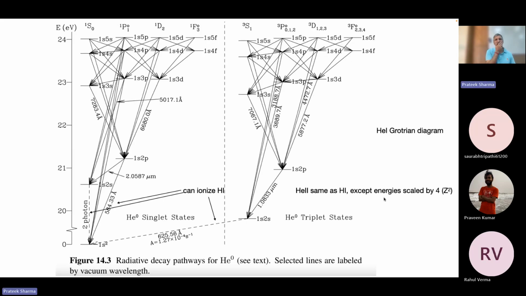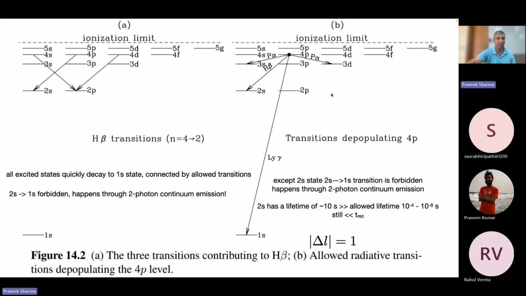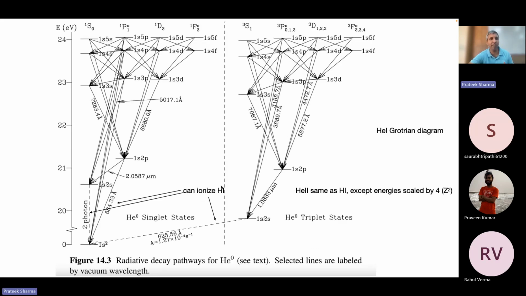Now this is neutral helium. It's the same diagram that was done here. The hydrogen diagram everyone knows, and this is the same diagram for helium. Helium has 2 electrons, and this is for neutral helium, so it has 2 sets of energy levels. One is the triplet state, where your 2 electron spins add up, so you have s equal to 1. And when the 2 electron spins are in opposite directions, that's the singlet state. So this is the singlet state energy levels.